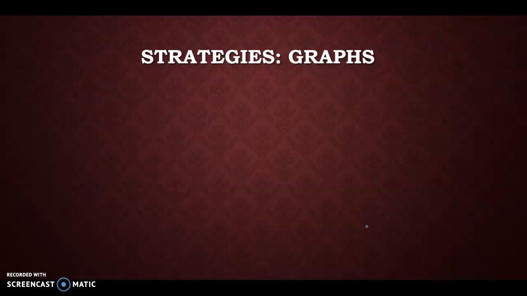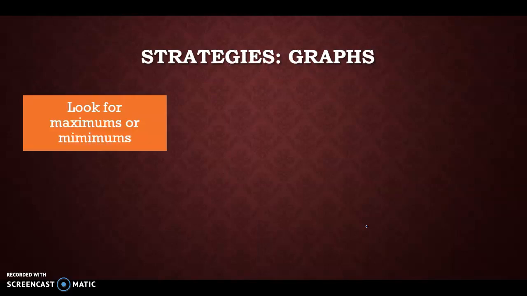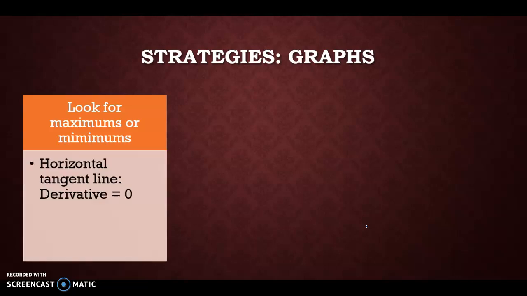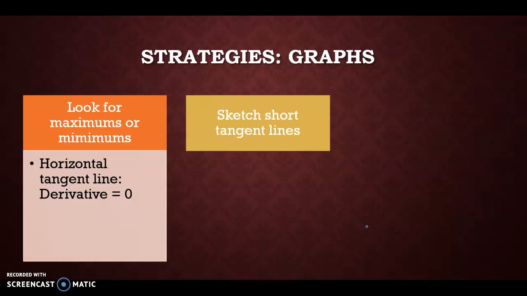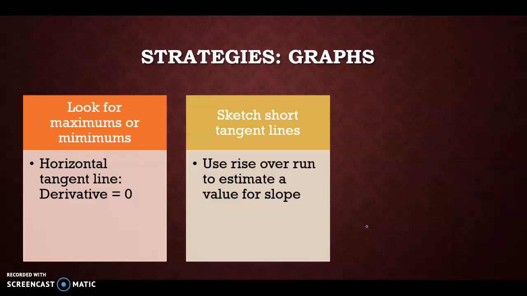But as you're estimating derivatives from graphs, here's some strategies to keep in mind. First of all, look for maximums and minimums. If you have a horizontal tangent line there, your derivative would be 0. And then if you're trying to estimate a slope, go ahead and sketch a short tangent line to a curve. Just sketch it in and try to count rise over run. It might not be perfect, but it's a strategy.